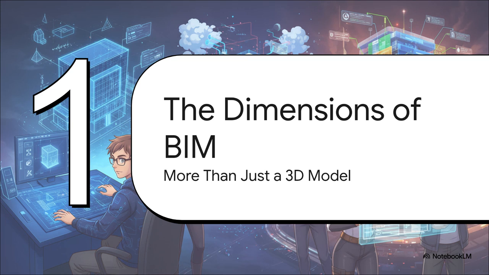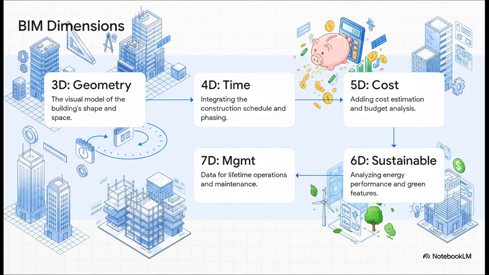But that object intelligence? That's really just the beginning. The true power of BIM goes way beyond just a pretty 3D model. We're talking about adding layers and layers of information to create what are called the dimensions of BIM. Let's take a look at how this turns a simple shape into a complete digital twin of a building's entire life. So, 3D, that's the geometry, the shape, we all get that.